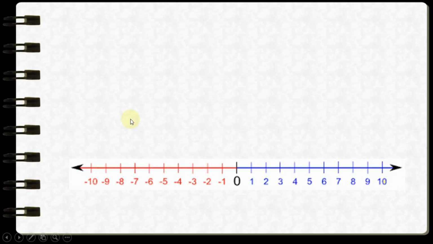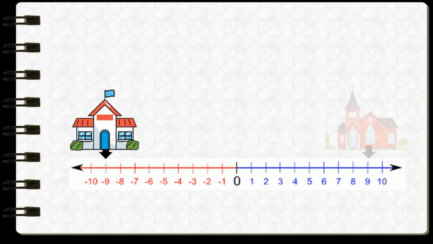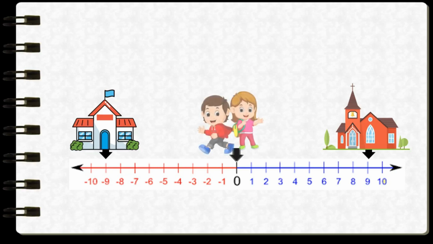Okay, let's have another example. As you can see, we have a number line. And we have two locations here. We have the school, which is 9 units to the left, and the church, which is 9 units also, but this time to the right of 0. And then we have two kids, which will travel to opposite directions. They will travel to different locations. So the boy will travel to the school, and this girl will travel to the church. Okay, let's see.